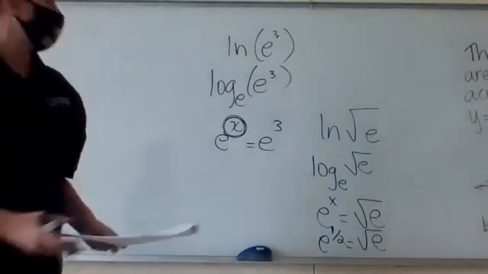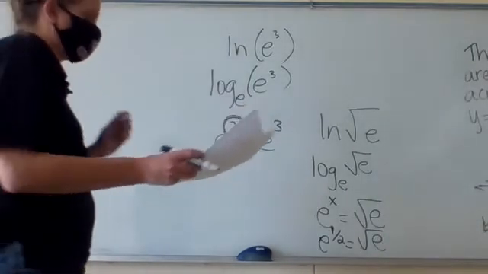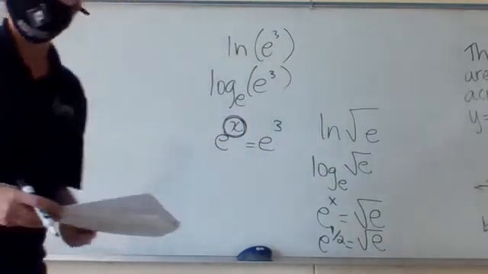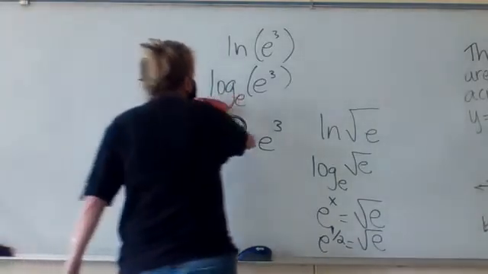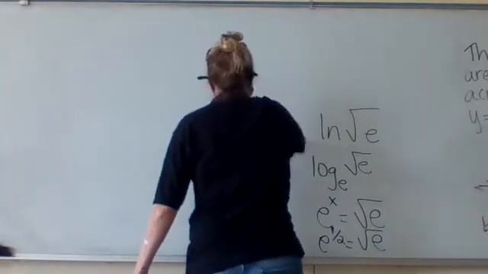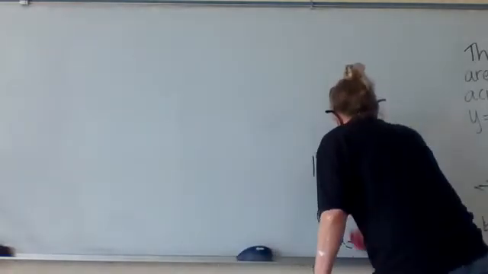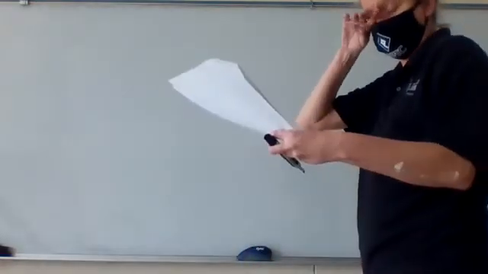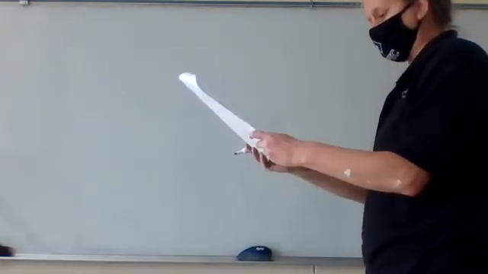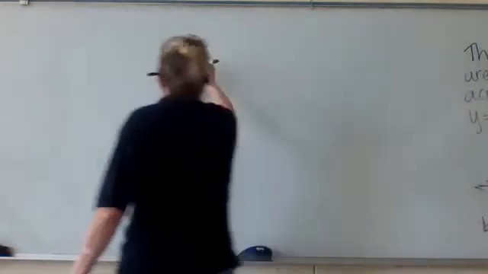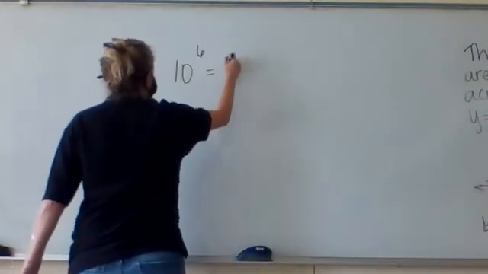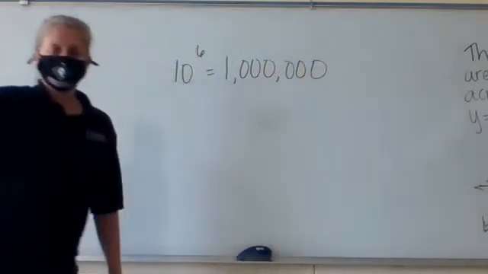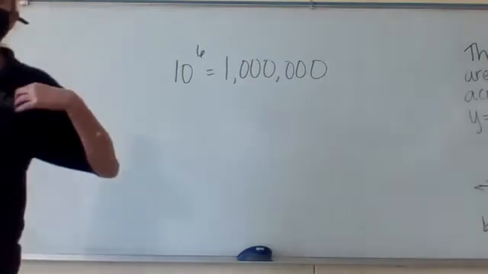Now, starting with number 17, we're going to go backwards, kind of. It's going to give us an exponential equation, and we're going to turn it into a logarithmic equation. So let's see. It says 10 to the 6th equals 1 million. And it wants me to turn this into a logarithmic equation.